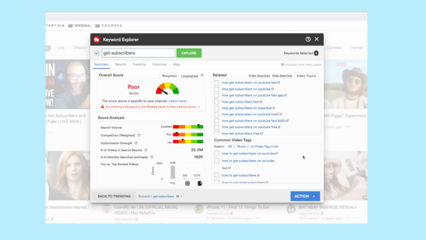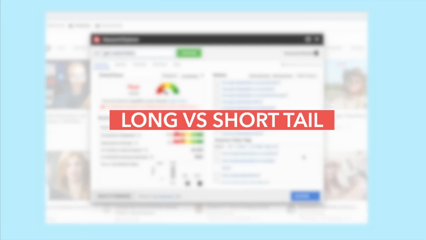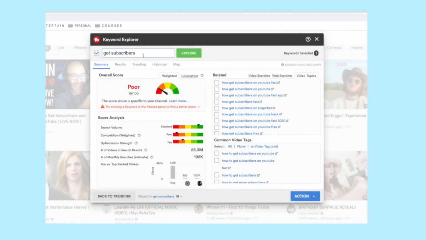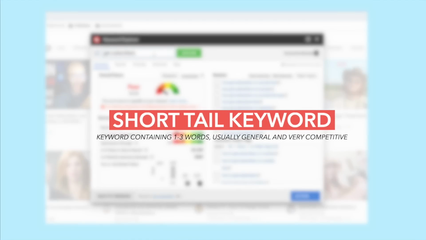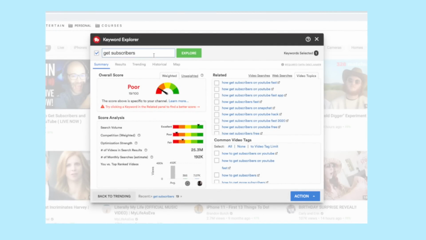So now the next thing you want to look at are short tail keywords versus long tail keywords. So our main keyword over here, get subscribers, this is what's known as a short tail keyword. This is basically a 1 to 3 word keyword like vegan cooking or movie reviews or get subscribers. These are keywords that are great to use in order to tell YouTube's algorithm what your video is about and who to recommend it to.